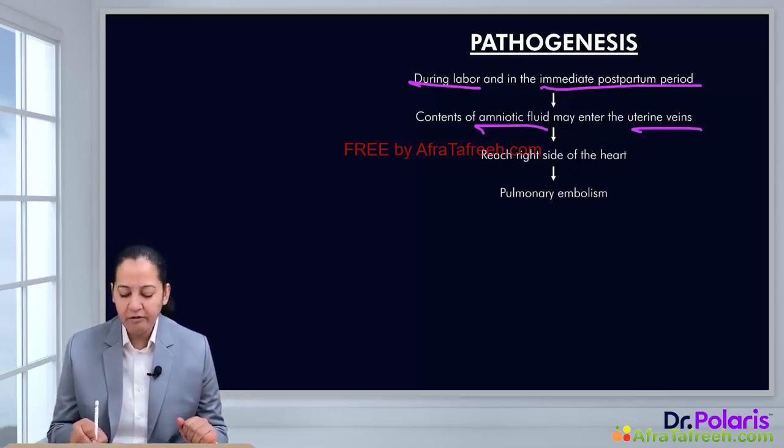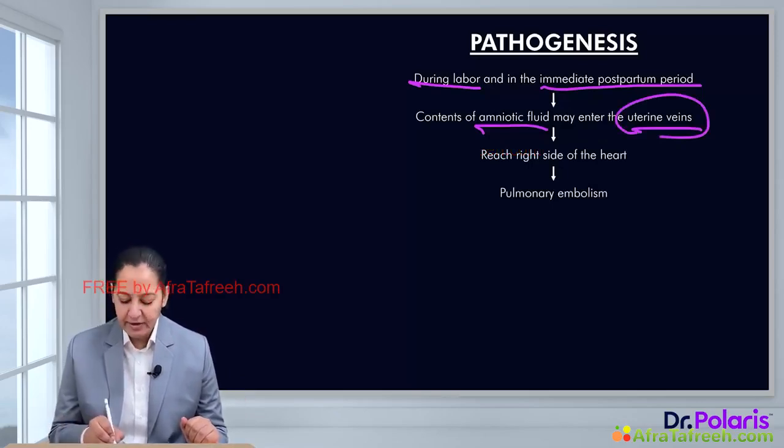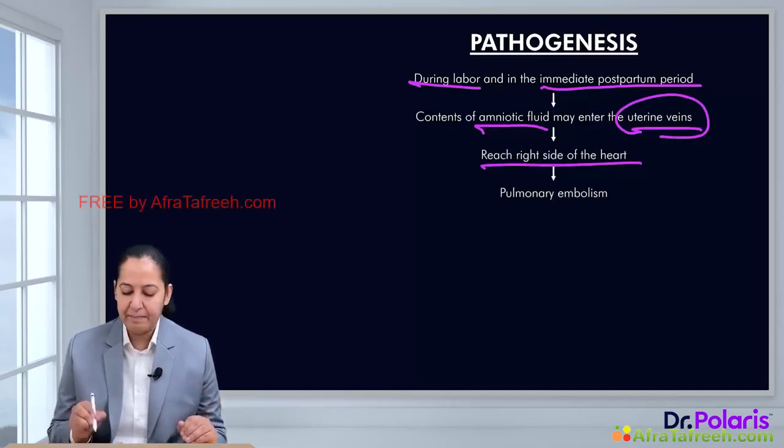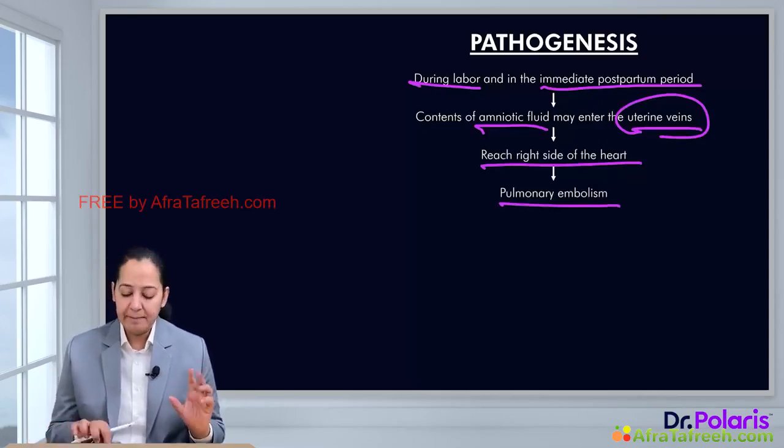So ultimately all veins drain into the right side of the heart, right atrium, right ventricle, through the superior and inferior vena cava, and ultimately it will go to the pulmonary artery and reach the lungs. So it is producing pulmonary embolism.